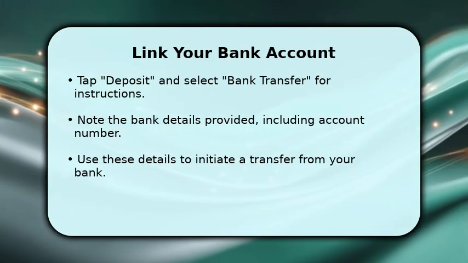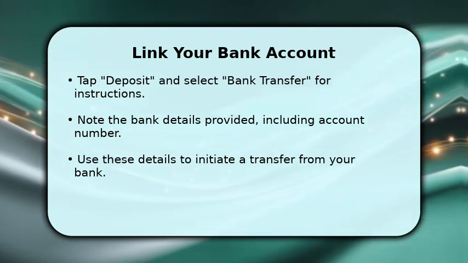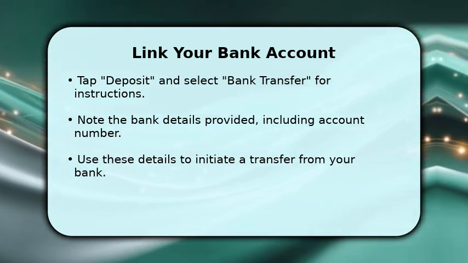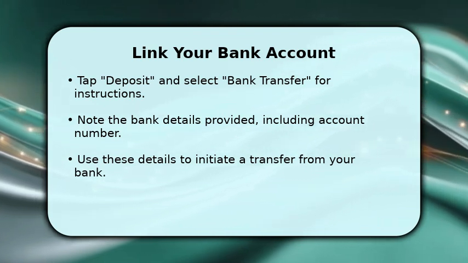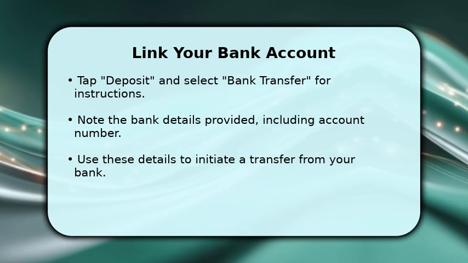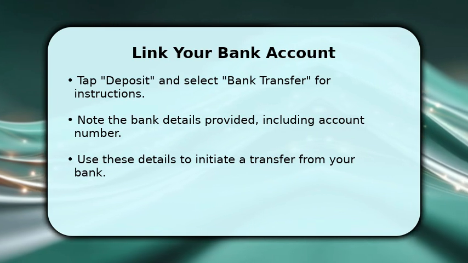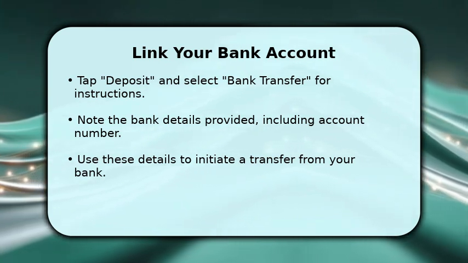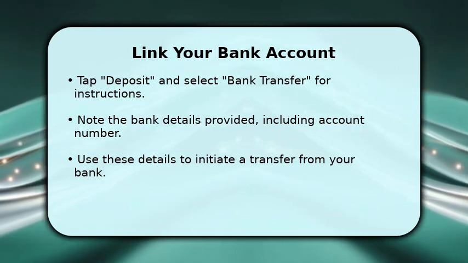Next, you'll want to link your bank account to your Fiat wallet. Tap the Deposit button within your Fiat wallet and choose Bank Transfer. You'll see specific bank details, including an account number and routing information. Carefully note these details. Then, use your online banking portal or visit your bank to initiate a transfer using the provided information. Remember to include any required reference codes.